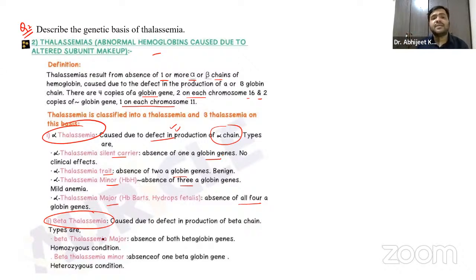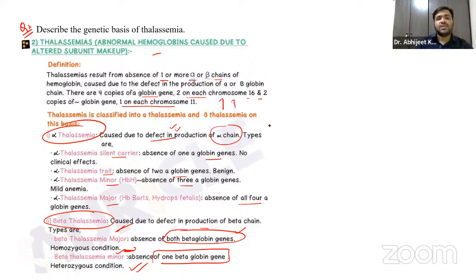Again, coming to beta thalassemia, guys, it is caused due to defect in the production of the beta chain, right? So we have beta thalassemia major and minor. If both beta globin genes are absent, that is a homozygous condition, and it is classified as beta thalassemia major. Whereas if there is absence of only one beta globin gene, then it is beta thalassemia minor, and it is a heterozygous condition. So you have to tell which chromosomes are involved, which chain, and how many genes are absent in which particular chain. And this is all occurring due to point mutations, right? So that is something you have to remember.